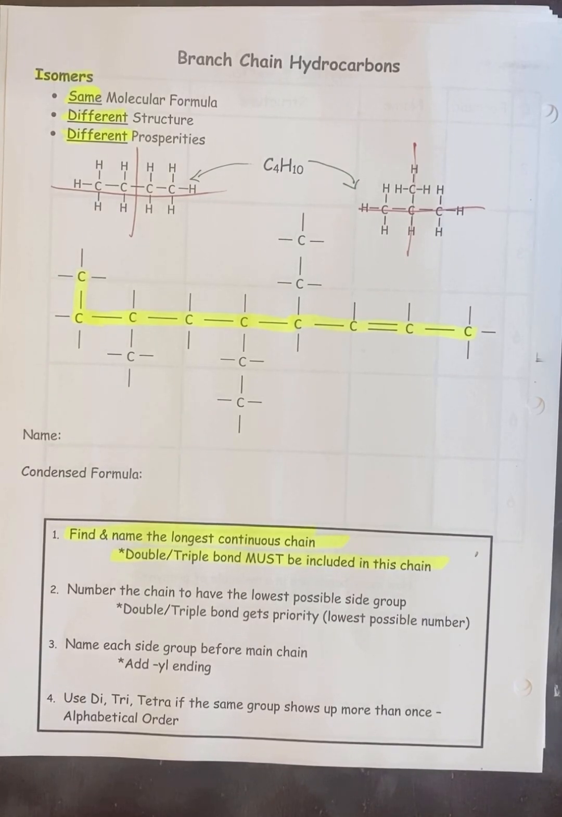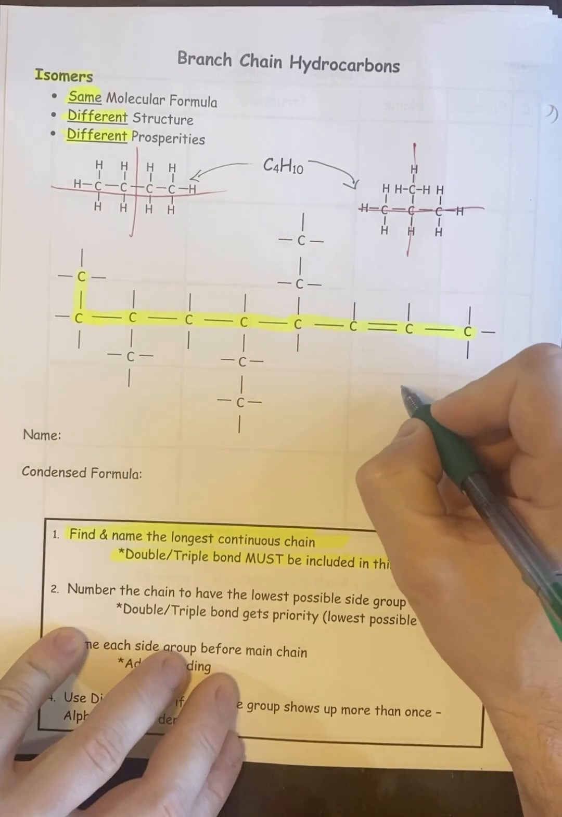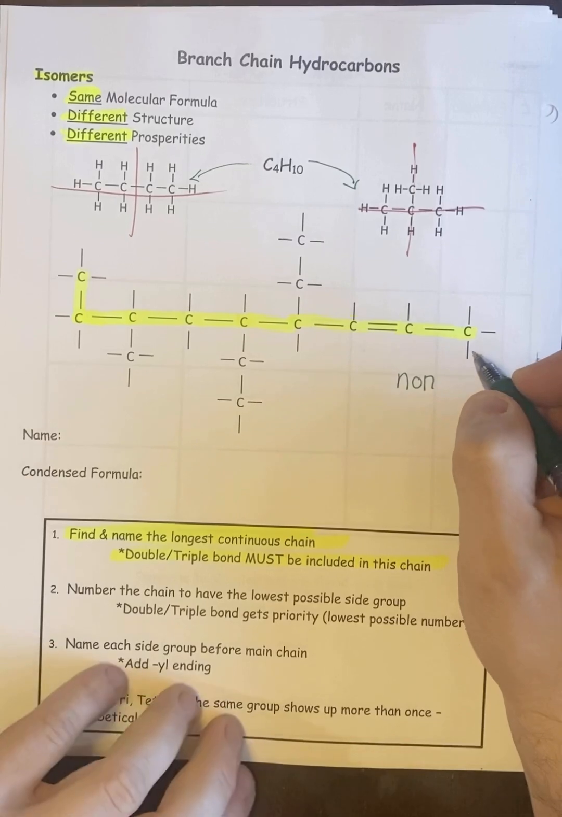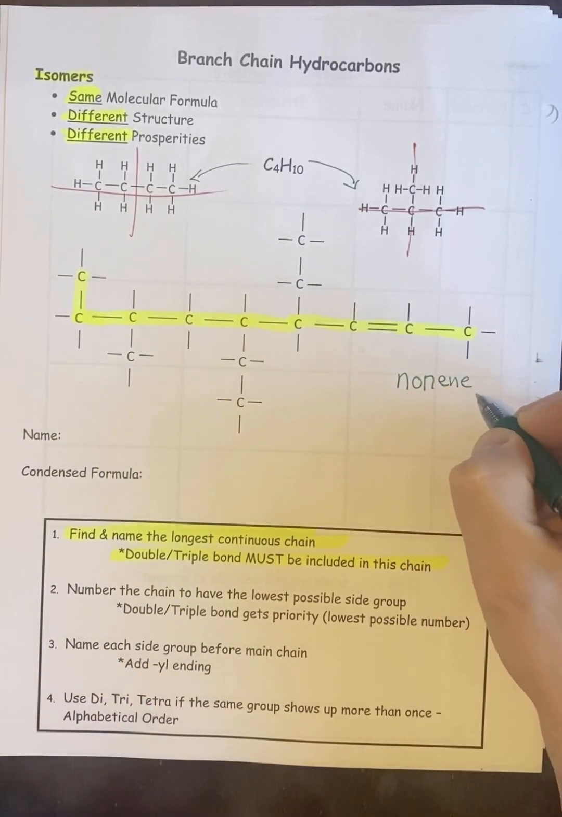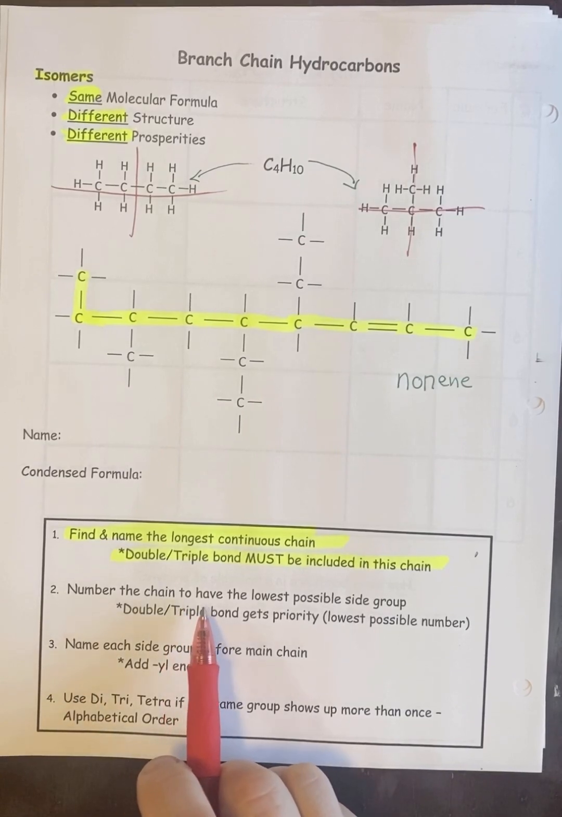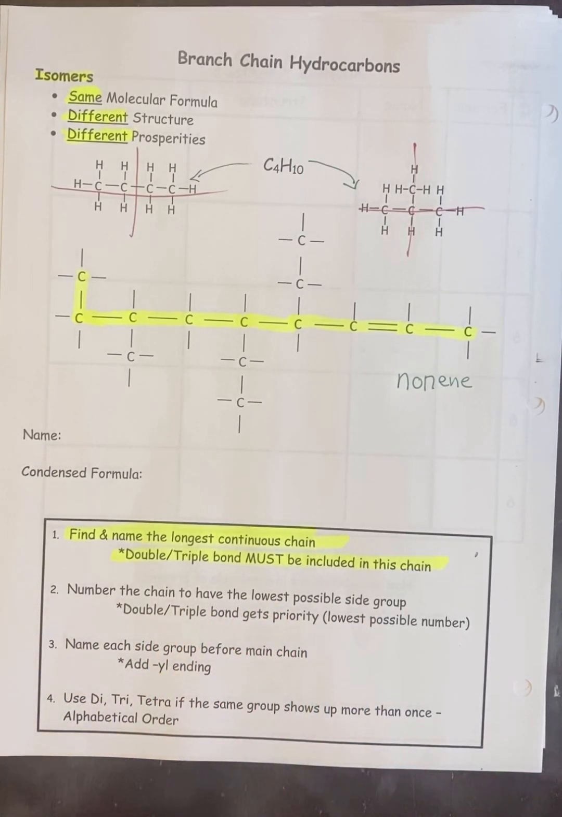And then we can actually name that. So I'm going to put the name here. If it were a 9 in a row, that is a non. And then because it has a double bond, it's a non-ene. Okay? Now, step 2, it says number the chain to have the lowest possible side group numbers. The double or triple bond gets priority.